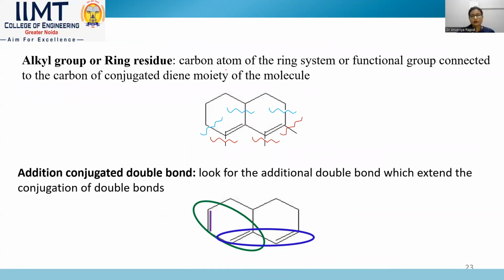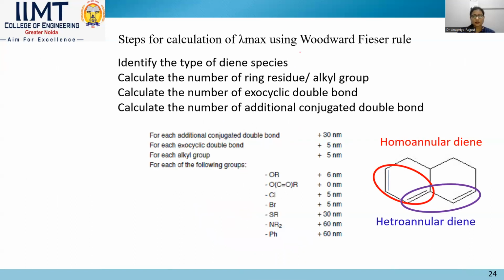Alkyl group or ring residue: carbon atoms of the ring system or functional groups connected to the carbons of the conjugated diene. Here we can see that this is the conjugated diene and all the carbons are called alkyl groups or ring residues. Additional conjugated double bond: look for the additional double bond which extends the conjugation. Here there are two double bonds, and the next one is known as the additional conjugated double bond. And this is the stepwise method to calculate the theoretical lambda max.